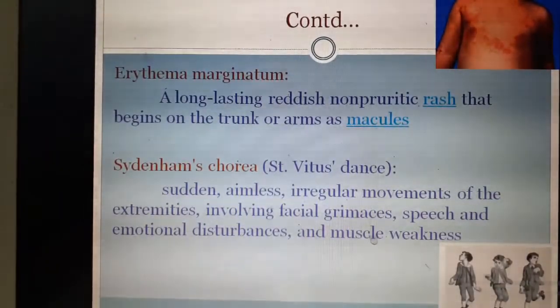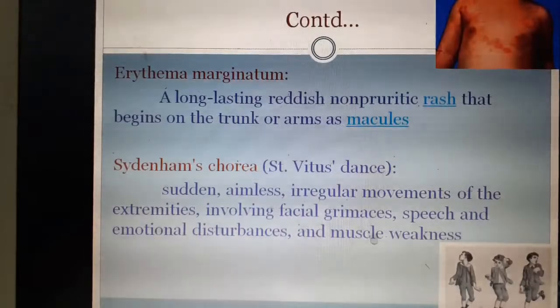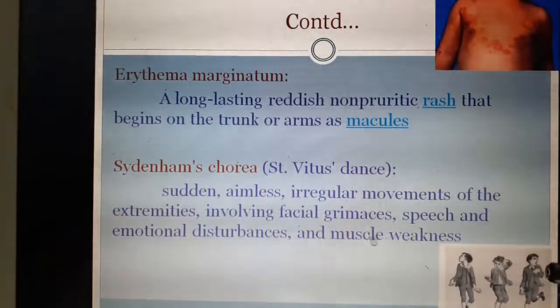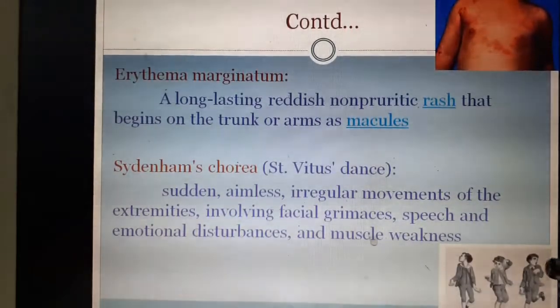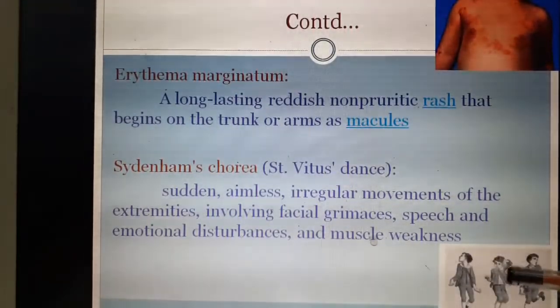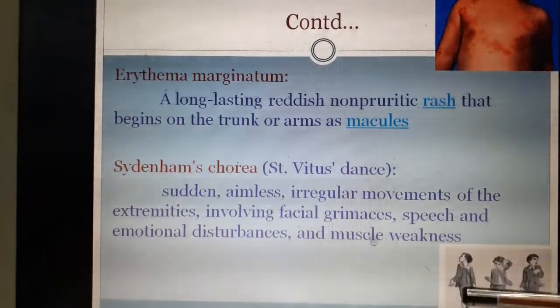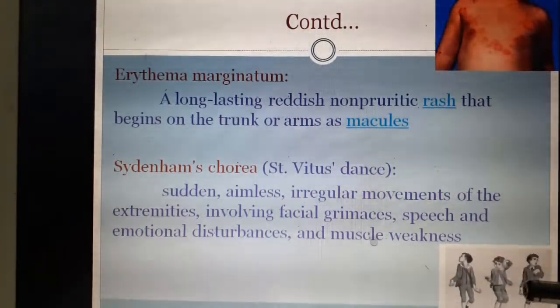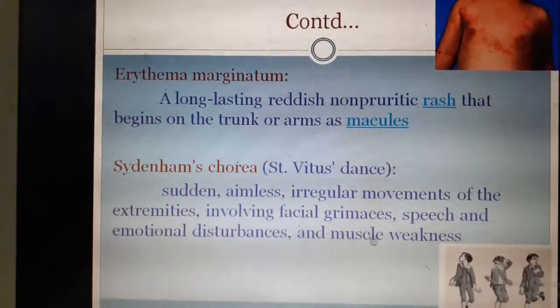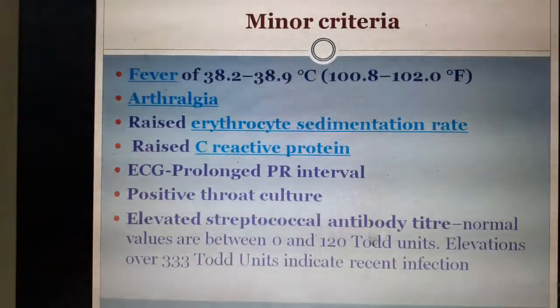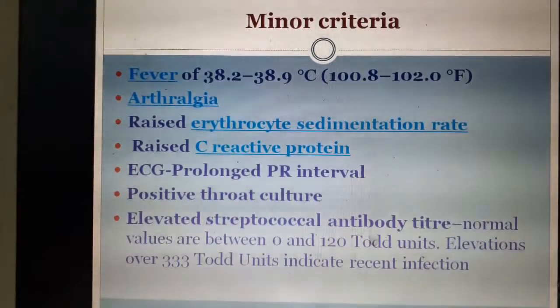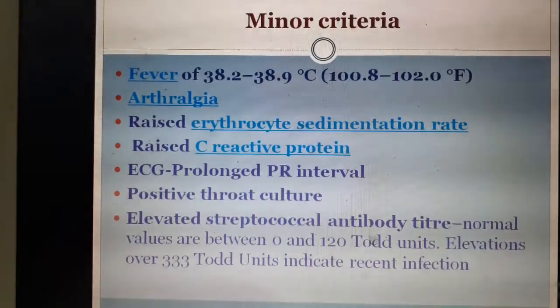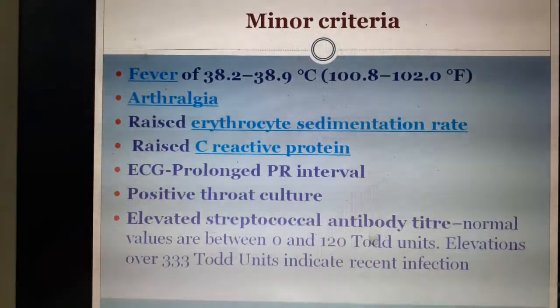Next is Sydenham's chorea, otherwise called St. Vitus dance, named after him. It is more commonly seen in girls, where they can have sudden, aimless, irregular movements of the extremities, as you can see, involving facial grimaces. Suddenly the neck turns towards one side, with speech and emotional disturbances and muscle weakness. So there are 5 major criteria: polyarthritis, erythema marginatum, subcutaneous nodules, carditis, and Sydenham's chorea.